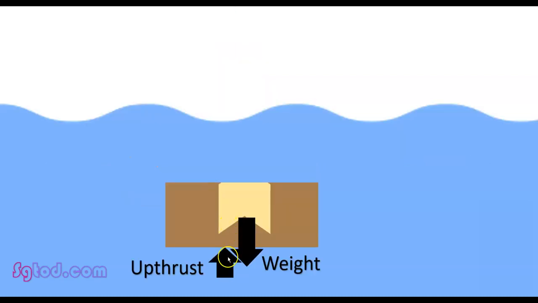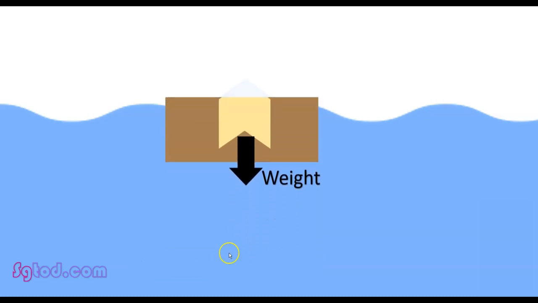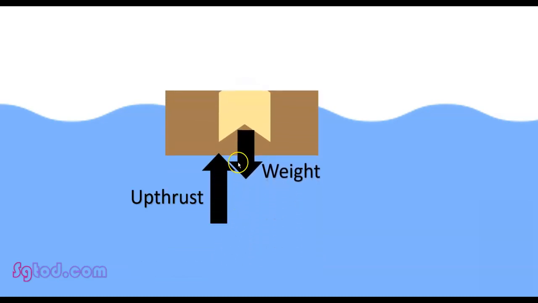So there is more pressure on the lower surface of an object than on the upper surface, and this tends to push it upwards. If upthrust is greater than the object's weight, it will float up to the surface.